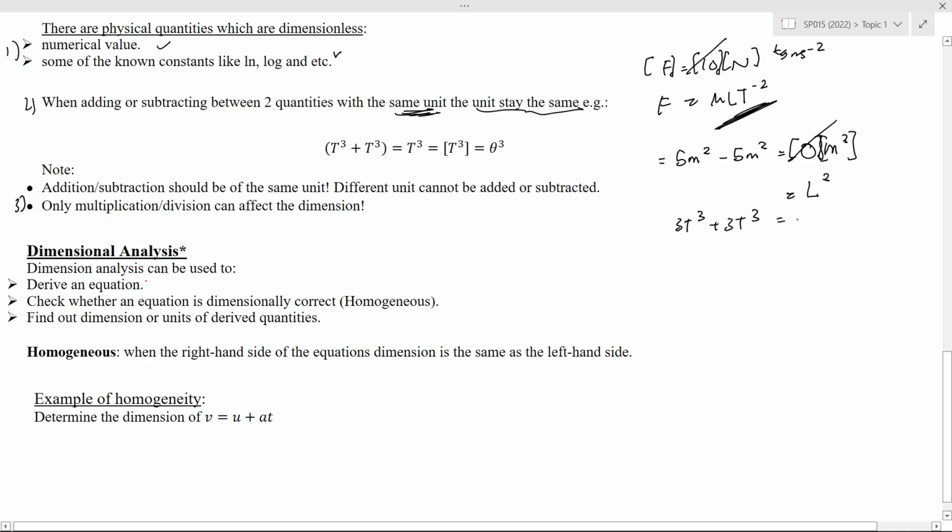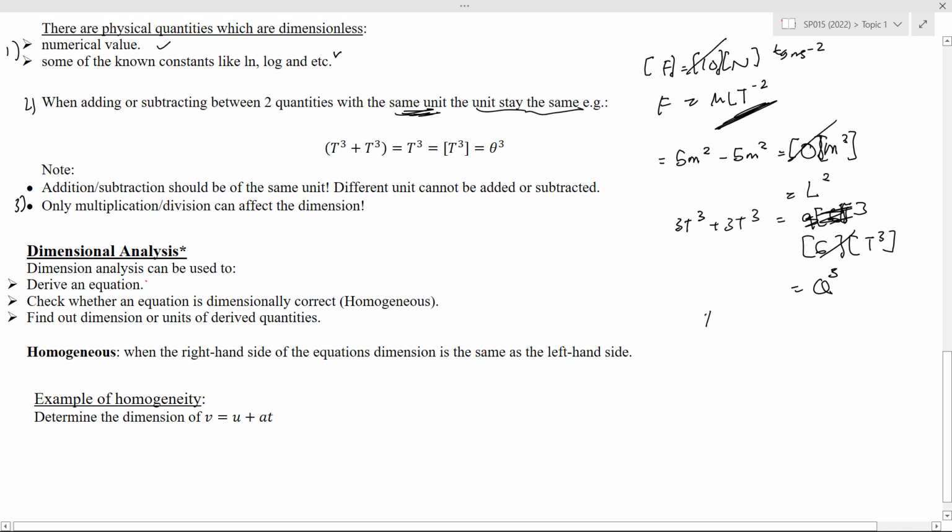Similarly, example ni pun, katakan kita ada 3T cube tambah 3T cube. Sebenarnya, okay, kita dapat apa? Kalau nak senang, 6T cube. But what happens to the number 6? Bila kita mulakan dimension analysis kita, okay, the 6 hilang, the T cube become degree cube. Okay, so when you add or when you subtract the same unit, you boleh buat macam ni.